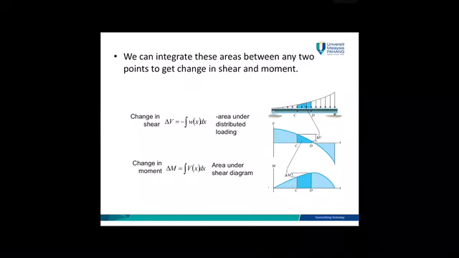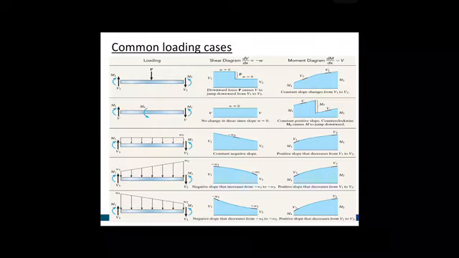You also can integrate the areas between any 2 points to get change in shear and also a moment. So in order for you to get the shear, you have to integrate the W. In order for you to get the moment, and then you have to integrate the shear. For graphical method, you have to know the pattern of shear and moment diagram for each loading cases. Okay, for example, this is a point load. For point load, for shear diagram, you have a straight line. For moment diagram, you have inclined line or diagonal line.